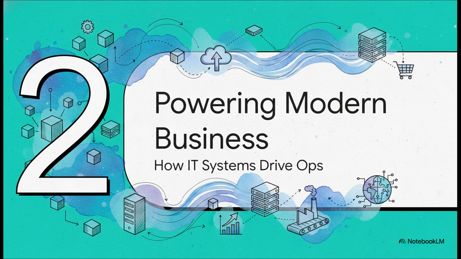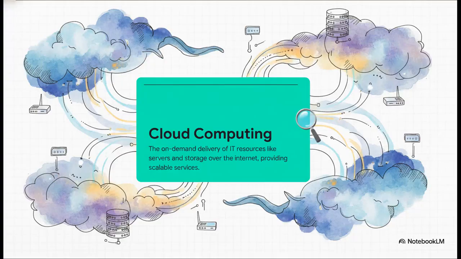Okay, so we've got the building blocks. Now let's see how they all come together to power modern businesses and make a real-world impact. You've definitely heard people talk about the cloud. Well, cloud computing is really just about accessing IT resources, things like servers and storage, over the internet instead of having to own and maintain all that expensive equipment yourself. This gives companies an incredible amount of flexibility to scale up or down whenever they need to, which is not only powerful, but also way more cost-effective.